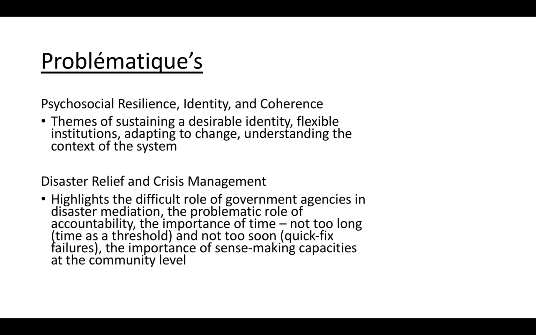We hear resilience talked about a lot in disaster relief and crisis management. Examples here highlight the difficult role of government in disaster mediation, the problematic role of accountability, the importance of time, not too long, so time can be a threshold in and of itself, but also not too soon. Quick fix disaster reliefs can be failures. It also talks about the importance of sense-making capacities at the community level. So how do we make sense of disturbance?